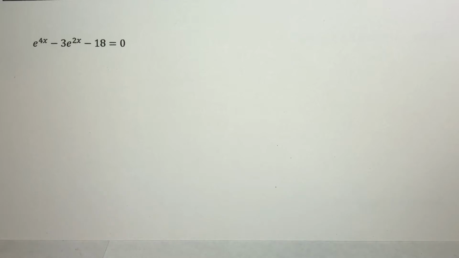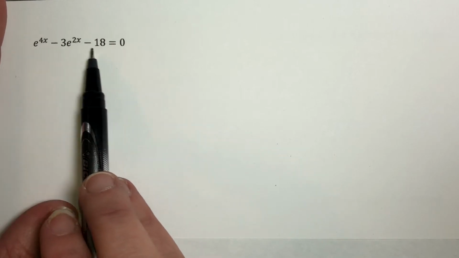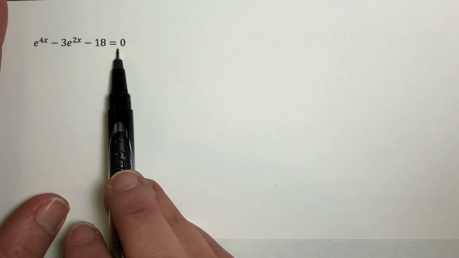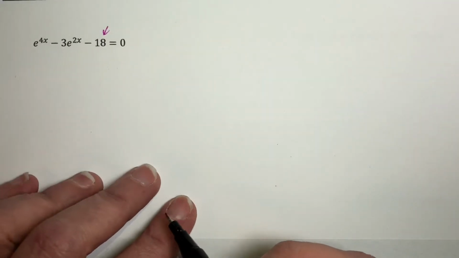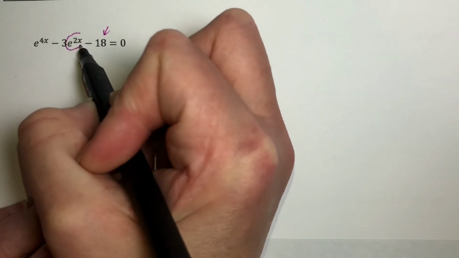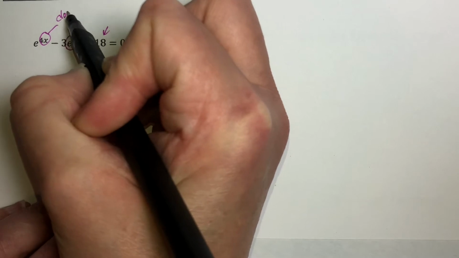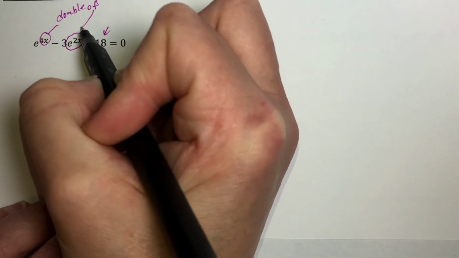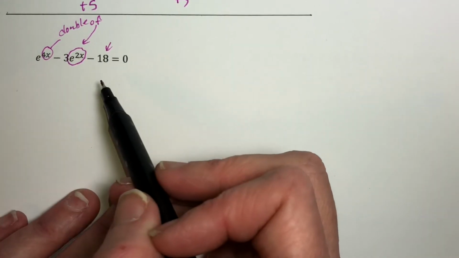So what I need to do is think all the way back to chapter 1. What we have here is something that is quadratic in form. We have a 0, and three things added or subtracted together. We are looking for a constant in this position, and whatever this is, we want the same thing here, but the exponent needs to be doubled. So we want this exponent to be the double of this exponent.